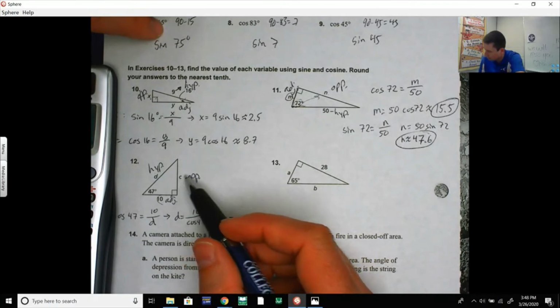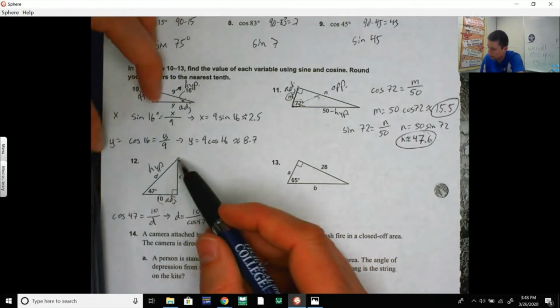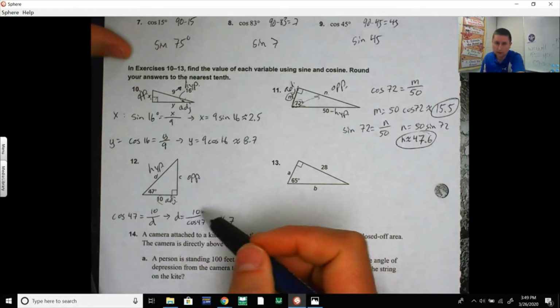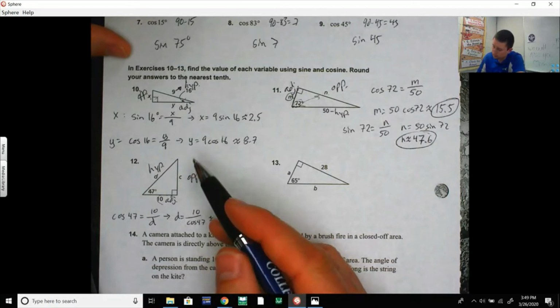And C. Now, even though we know the hypotenuse now, always go back to your given, because that's not a rounded answer. 14.7 is a rounded answer. You're going to get far enough off, it may not count it.